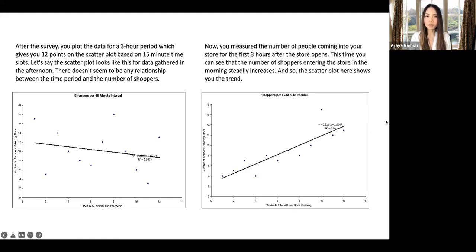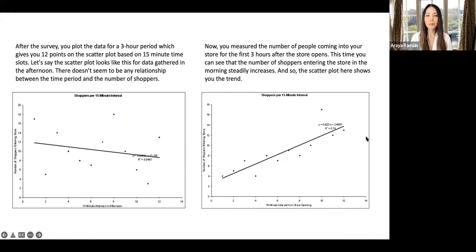So you try another one. Now you measure the number of people coming into your store for the first 3 hours after the store opens. This time you can see that the number of shoppers entering the store in the morning steadily increases. And so the scatter plot here shows you the trend. So you can see the correlation. You see that the two factors are related. Okay, so this is what a scatter plot looks like.